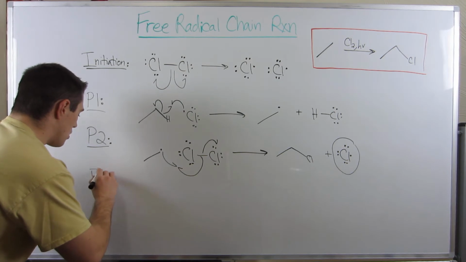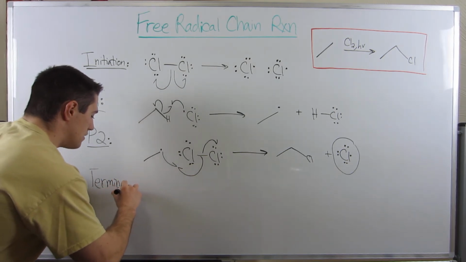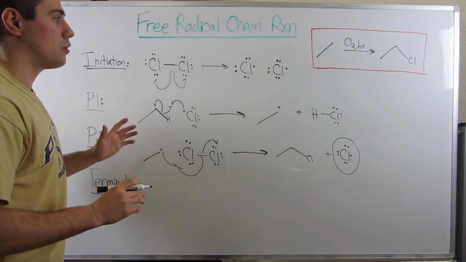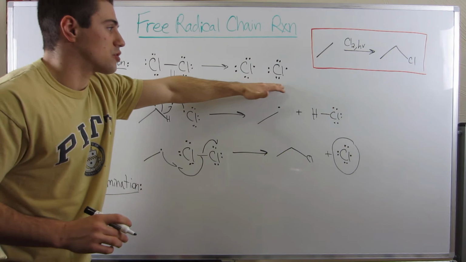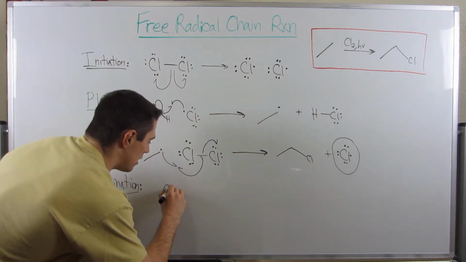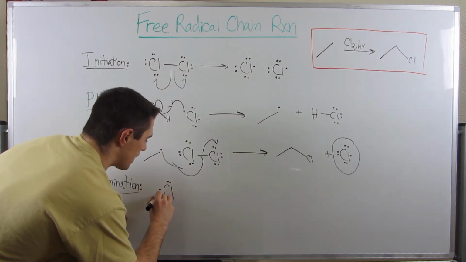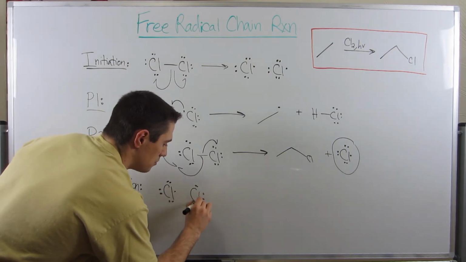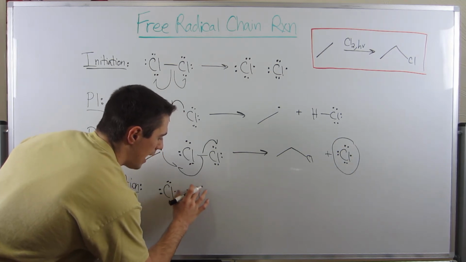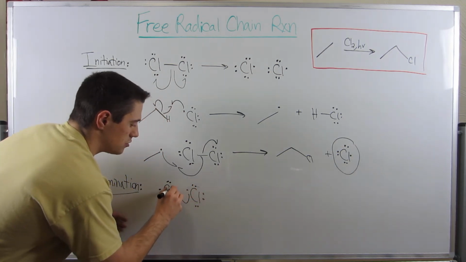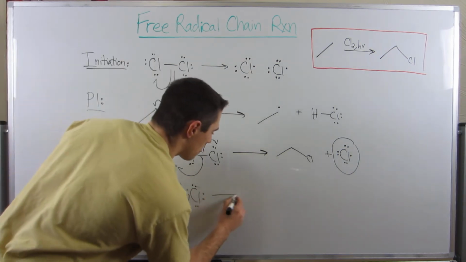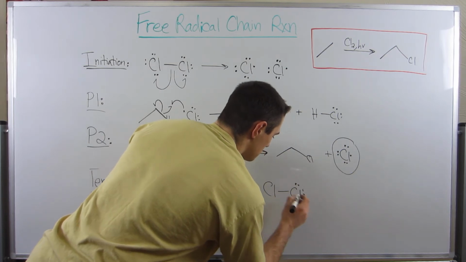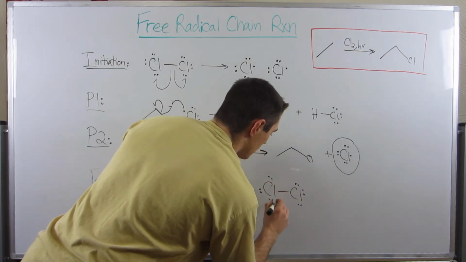Okay, and the last step is called termination. The easiest part about this is that you're just smushing two radicals into each other. So always, always, always go with just smushing two of these chlorine radicals together, right? In actuality, there are radicals running into each other all the time. I just think it's the easiest pair to show because they're small and simple. And how you show that happening is you just show two single-headed arrows hooking up with each other, and you get two chlorine radicals.